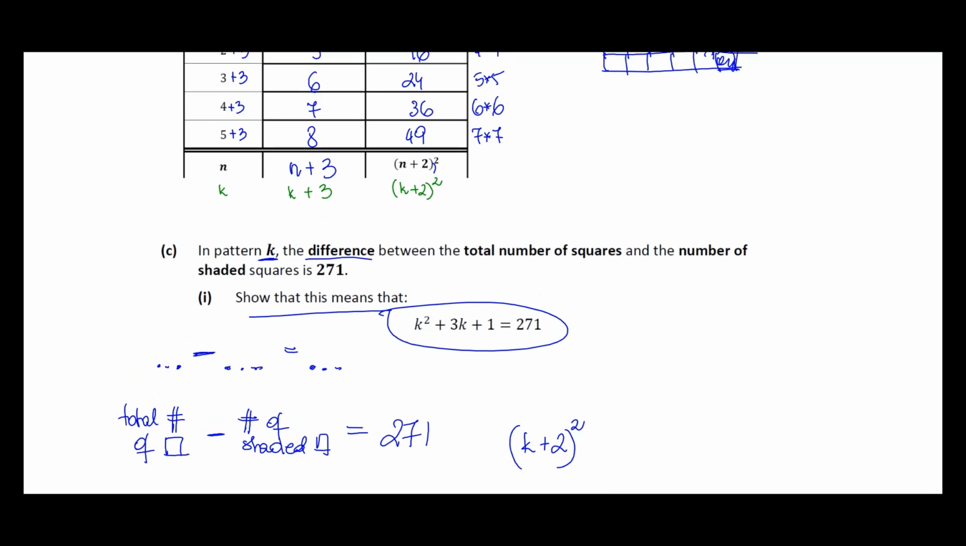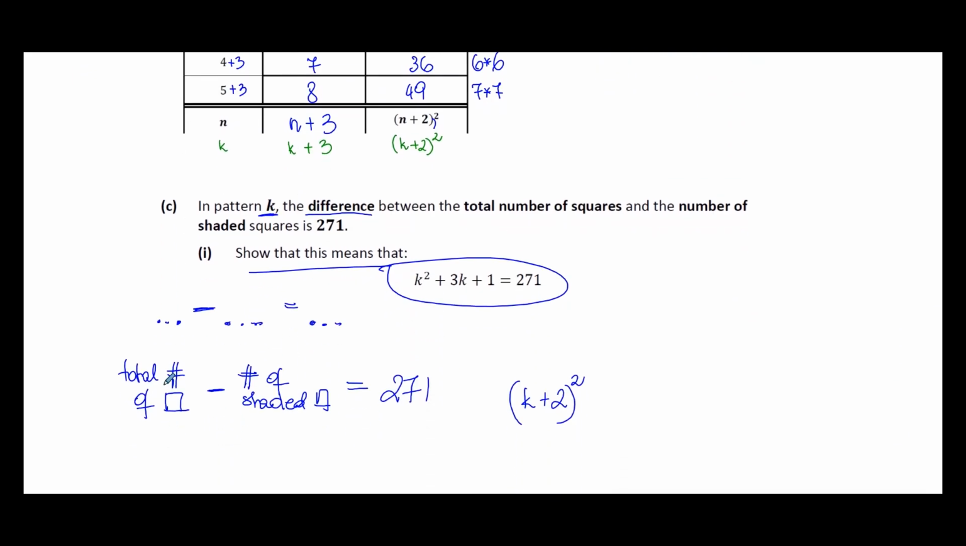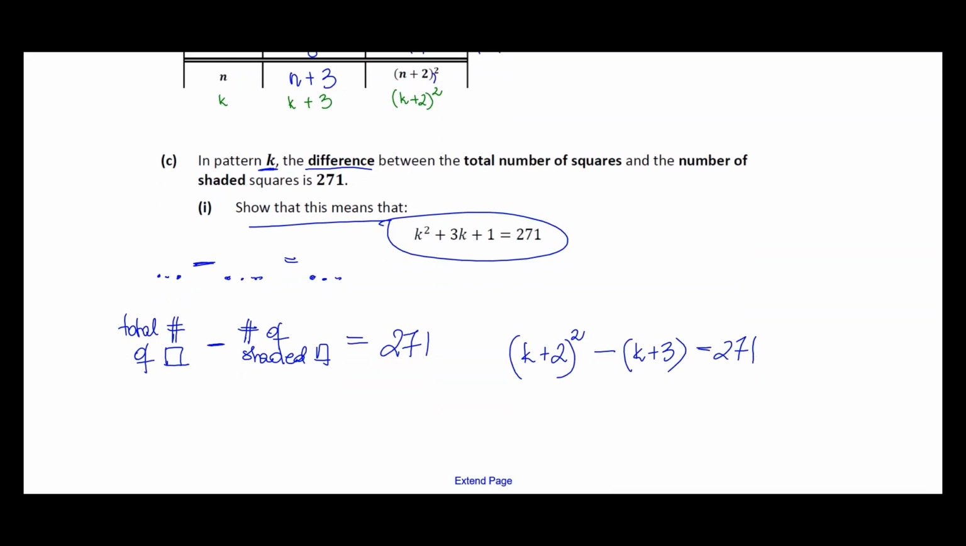Let's look at again. Total number of squares. So total number of squares minus number of shaded squares. That's the number of shaded squares, K plus 3. And that is 271. Now, what do I do with it?